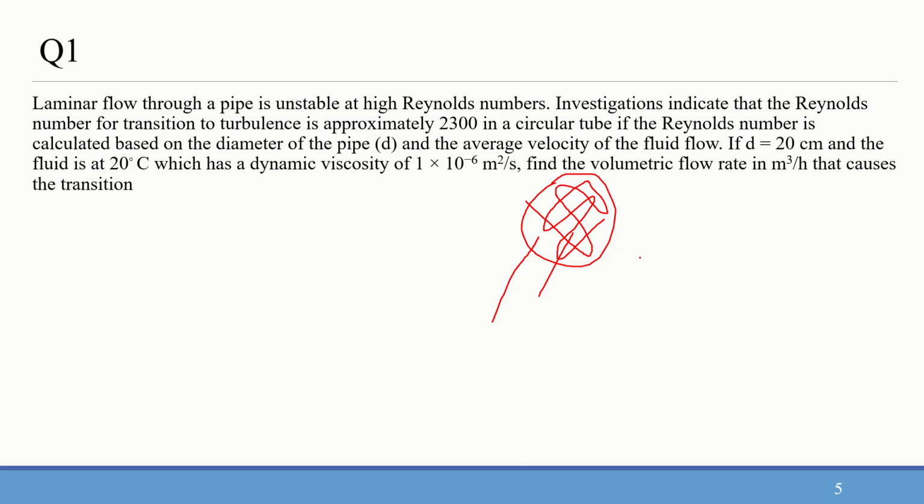So these two things we need to calculate. Here in the question it is given that the Reynolds number is 2300 and the pipe diameter is also given. If we know the Reynolds number and the pipe diameter, and we are given the viscosity, what is it? It is given as 1 into 10 power minus 6 meter square per second.